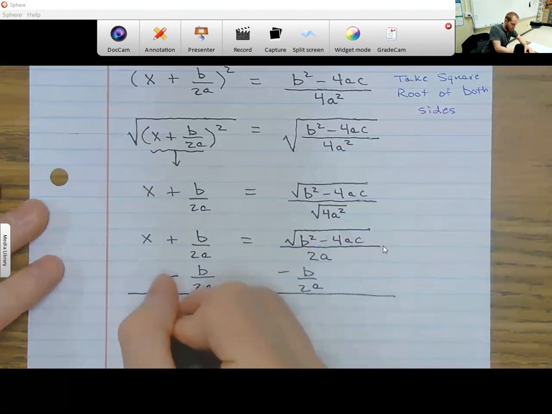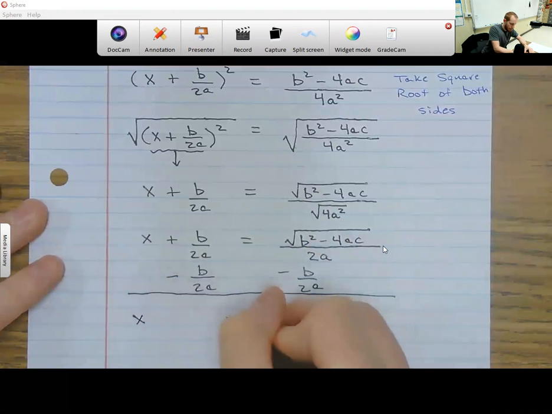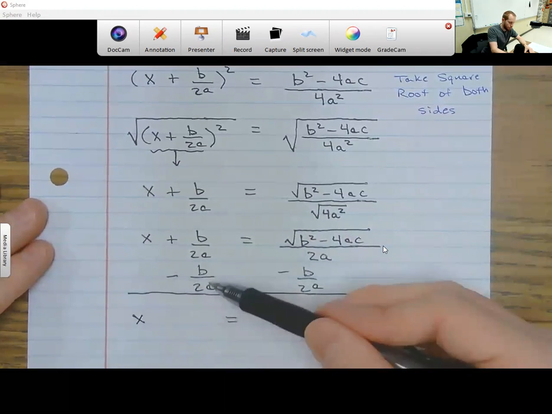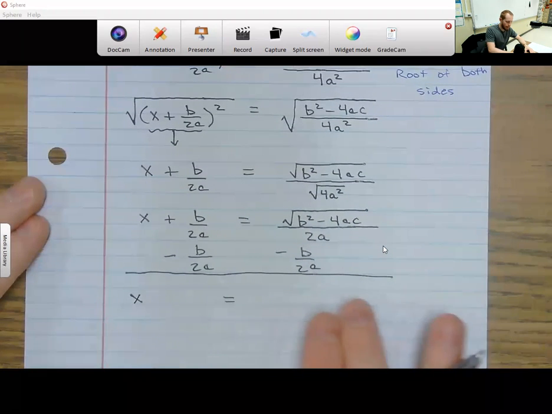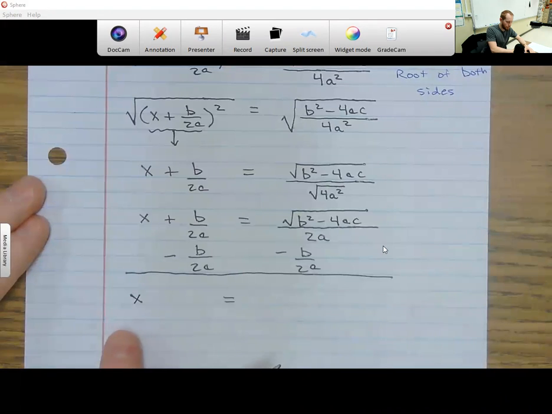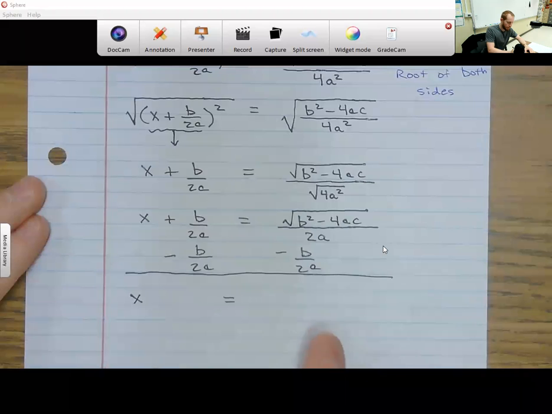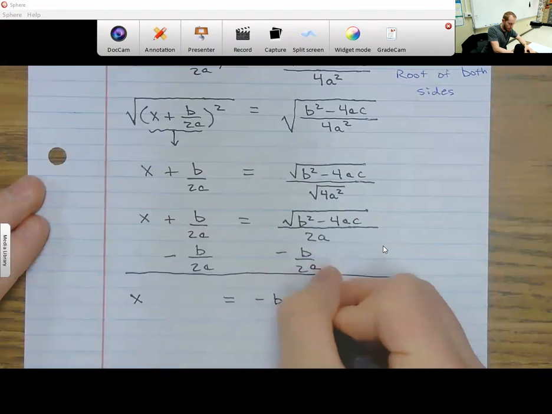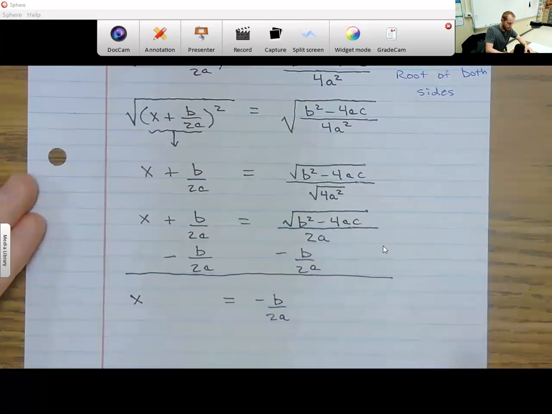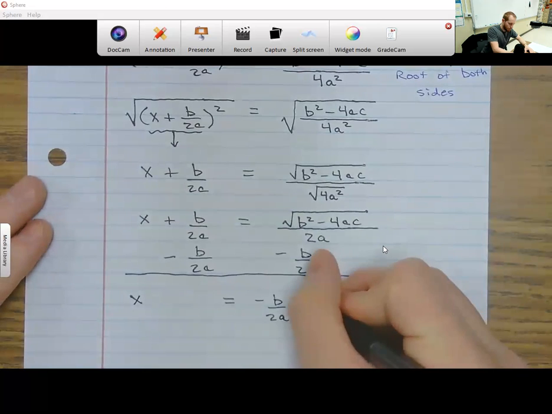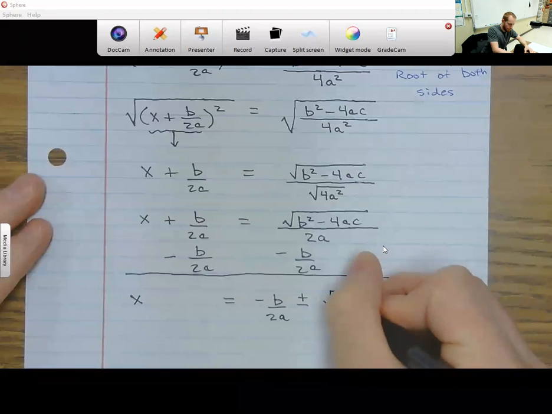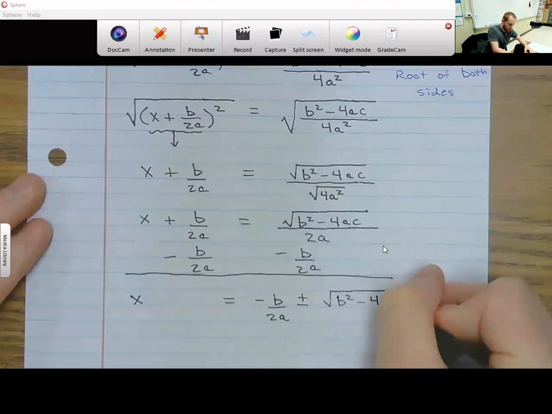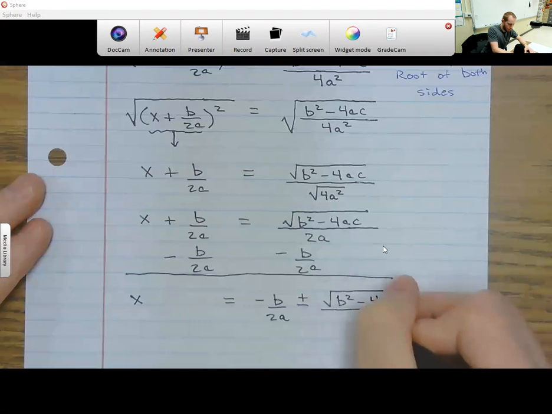I'm going to have x on this side equals, and then these two cancel out on this side, right? So they're gone. Everything shows up on the right side now. X is by itself on this side. That's what we want. So over here, I'm going to have negative b over 2a. And then I'm going to have plus or minus the square root of b squared minus 4ac all over 2a.